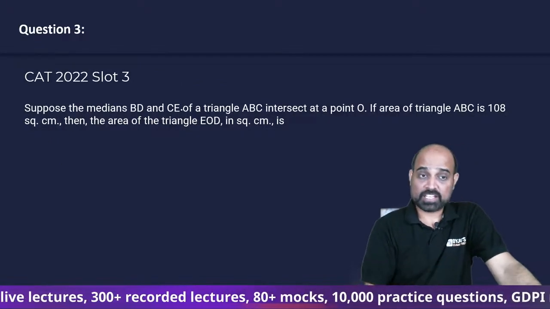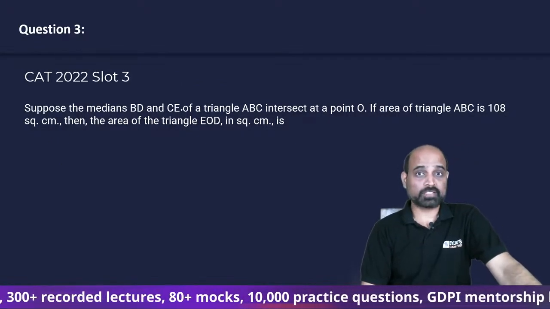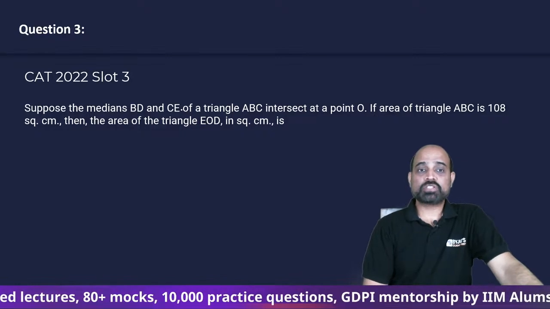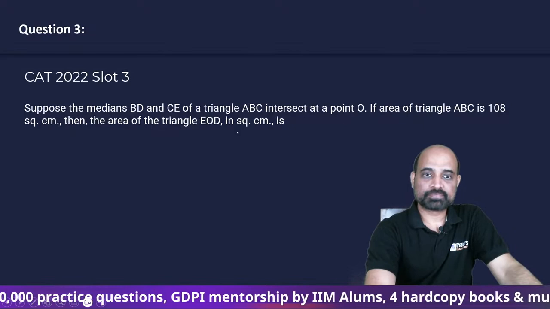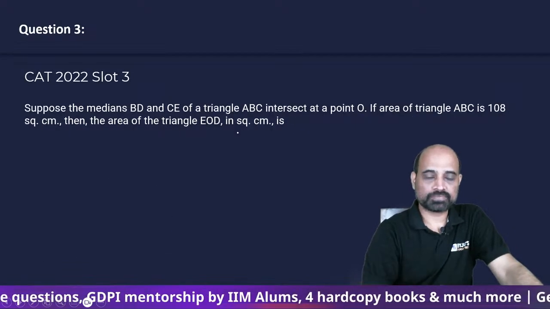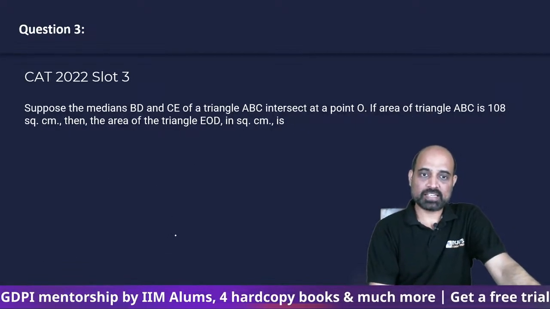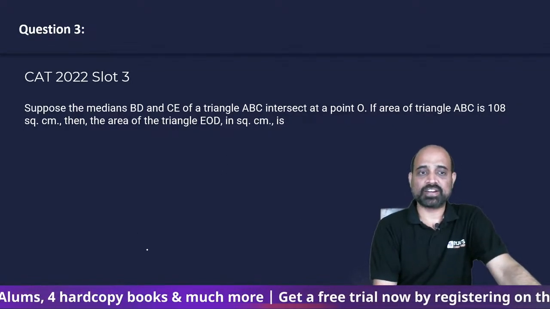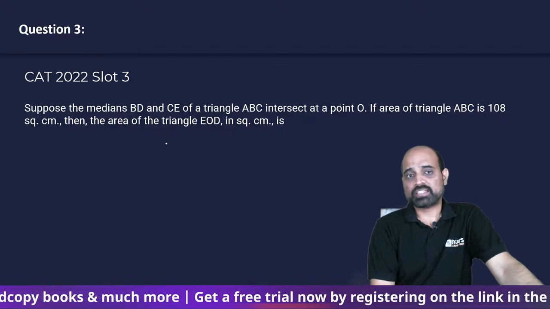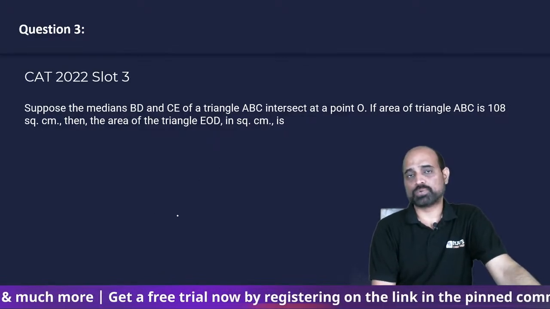Okay. Next question. This is slot 3 of last year's CAT. Suppose the medians BD and CE of a triangle ABC intersect at a point O, and if the area of triangle ABC is 108 centimeters square, then the area of the triangle EOD is what?